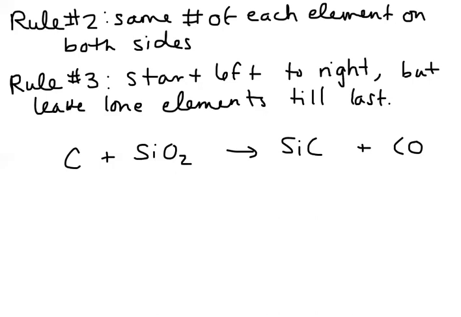Okay? It just makes it so you don't have to go back and forth as many times, because the easiest elements to balance are the ones that are left by themselves. So balance everything else and then come back. So silicon is actually fine right now. But what about oxygen? Is it balanced? No. So we have 2 oxygens on the left and 1 on the right. So what do we need to do? I'm going to make 2 carbon monoxide.